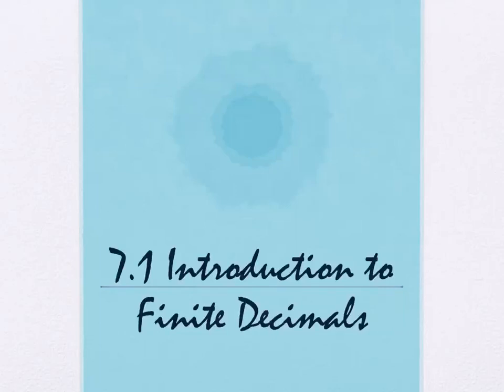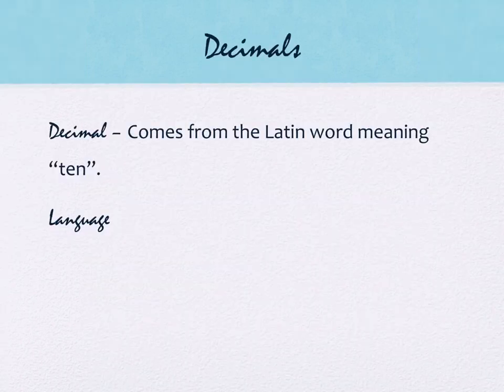All right, 7.1. Today we're going to talk about finite decimals. This section is called an Introduction to Finite Decimals. So a little bit of vocab first. The word decimal comes from the Latin word meaning 10.